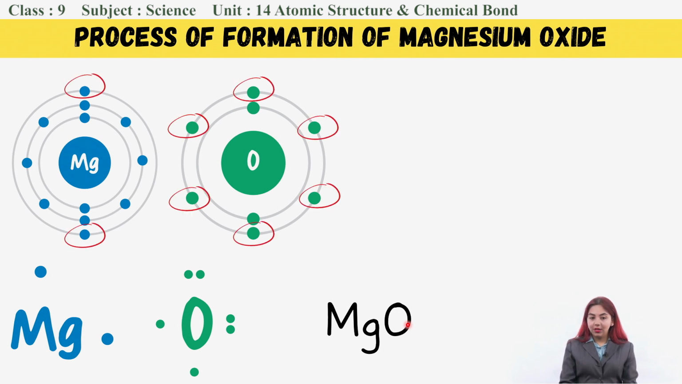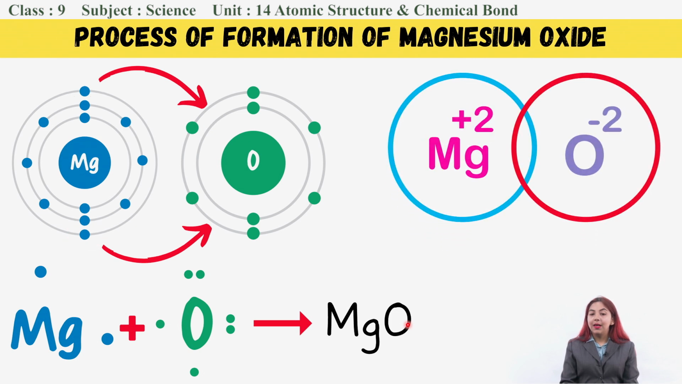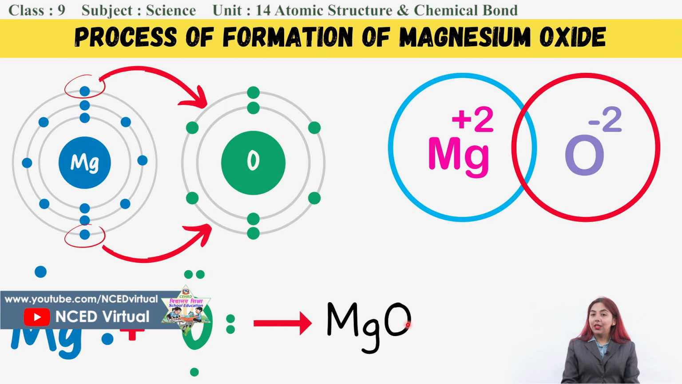So what they do is, the magnesium donates 2 electrons to the oxygen atom, and during this donation what happens? Magnesium becomes electropositive, oxygen becomes electronegative, and this is how magnesium oxide is formed. Now here you can see that one atom of magnesium reacted with one atom of oxygen and they both reached a stable octet state, and they form magnesium oxide.